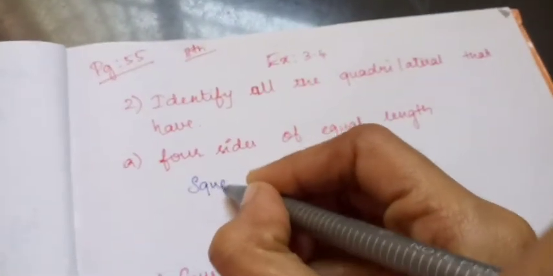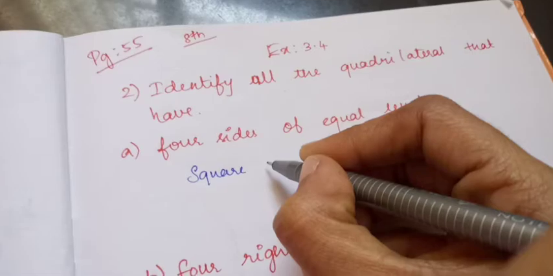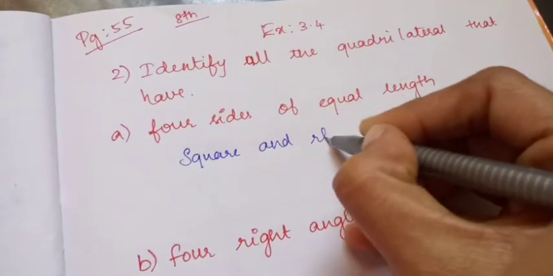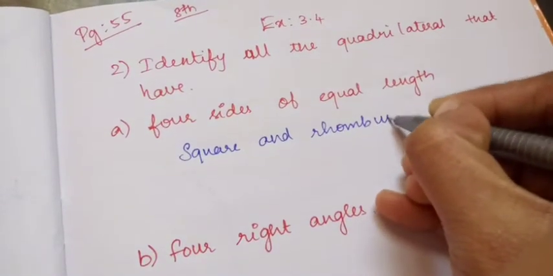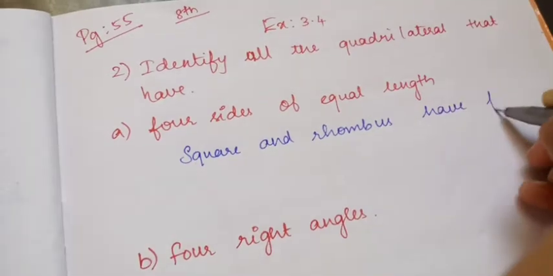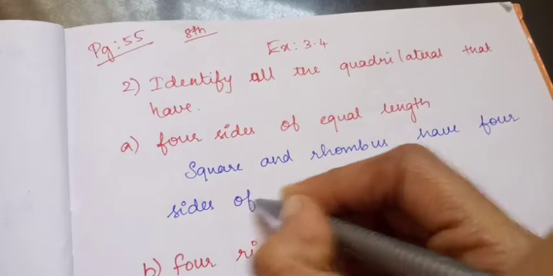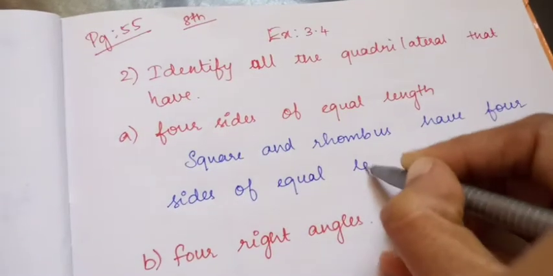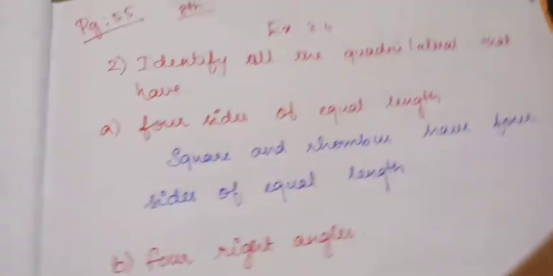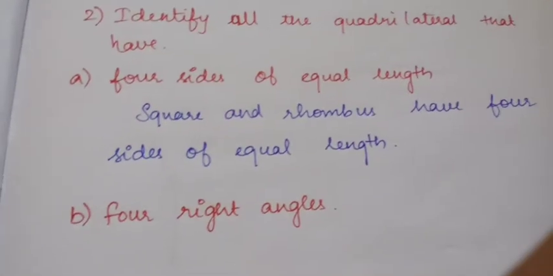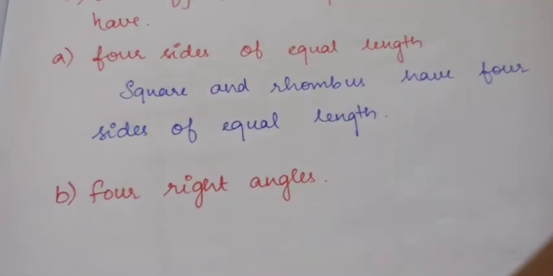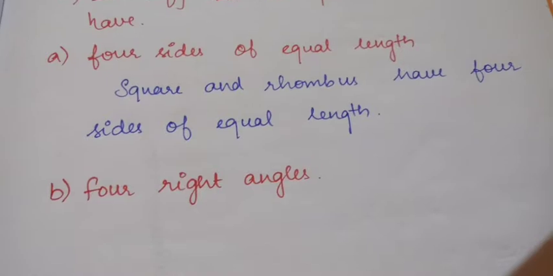Square, then rhombus. Square and rhombus have four sides of equal length. Is it? Is there any other quadrilateral having four sides of equal length? No. Square and rhombus have four sides of equal length.